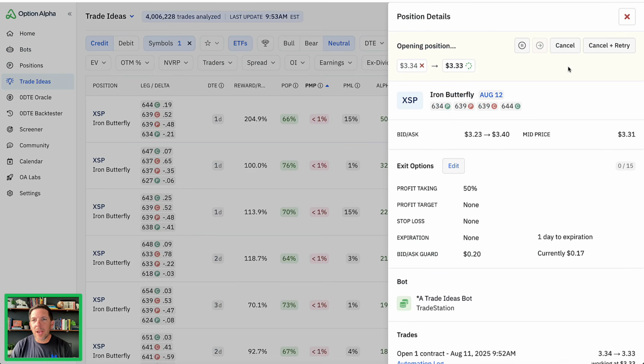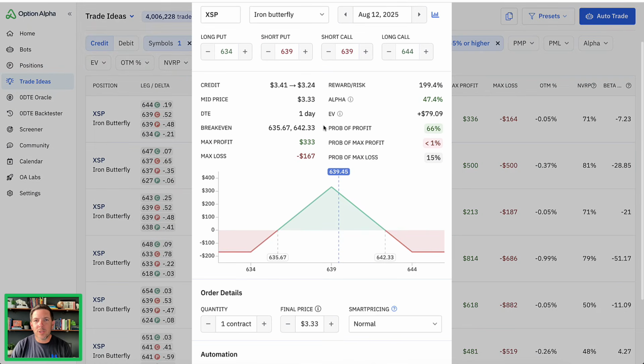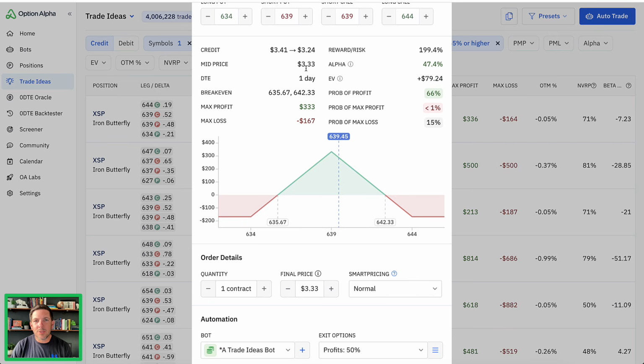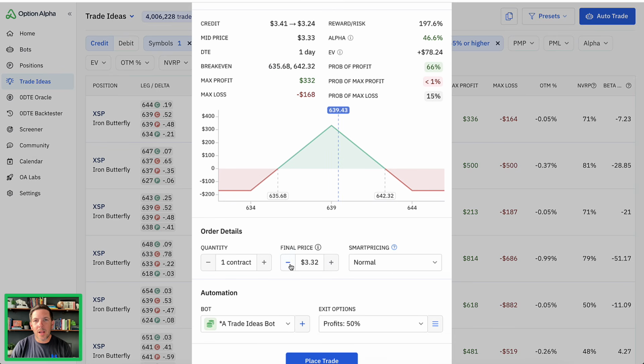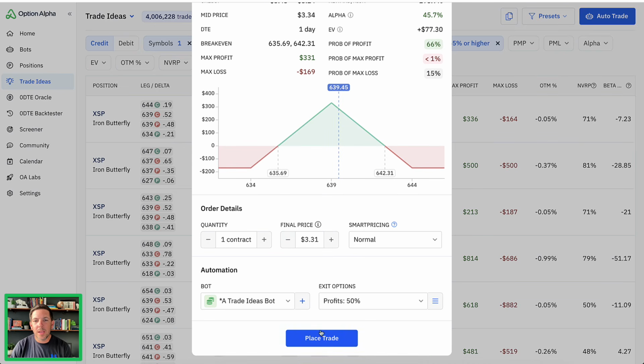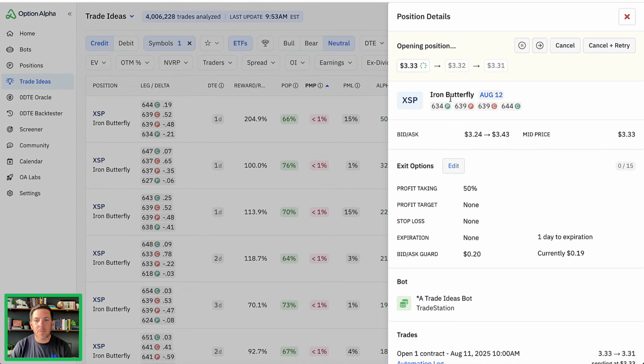All right, so jumping back over here to check on our position, it's still working at 333. Right now, mid price is around 331 here. So if you want to, you could just leave it here at 333 and continue to work the position. I'm actually going to just cancel and retry the order. So I'm going to click that, cancel and retry. You can see mid price is actually back up to around 333. I'm just going to inch it down just a little bit here. We'll do 331. It's kind of moving around. It'll still try for higher pricing if there's higher pricing available.